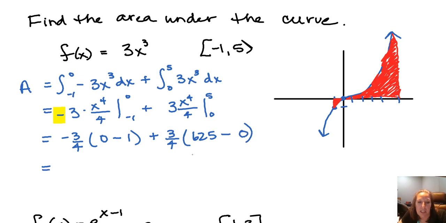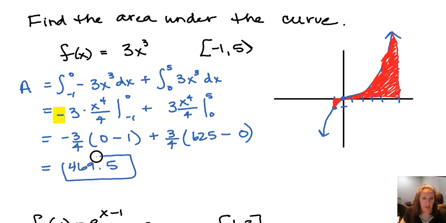Our second piece is going to be 625 times 3/4, and that is going to be 469.5, the area that we have in red, that total area there.